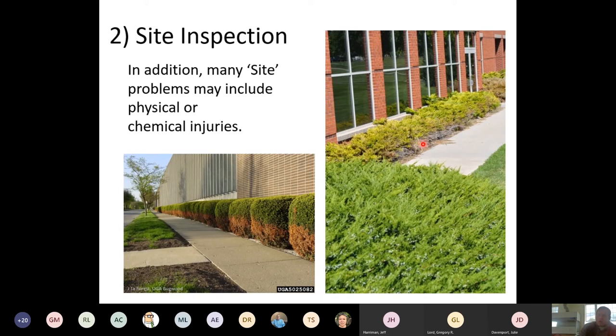Alkalinity, or very high pH, low acidity, can make iron unavailable to trees. There's plenty of iron in the soil, but the chemical relationships that occur in the soil make the iron not available to the trees, and that's why you get this yellowish type of foliage. All things related to site.